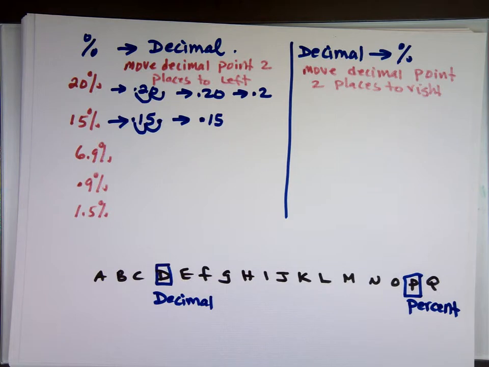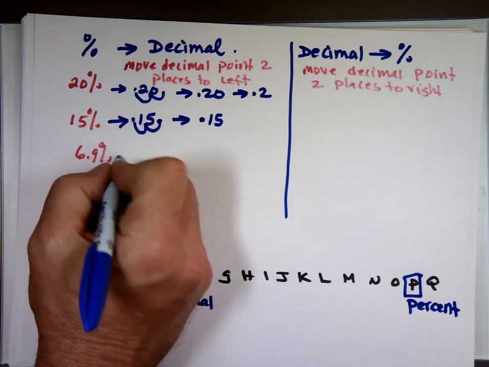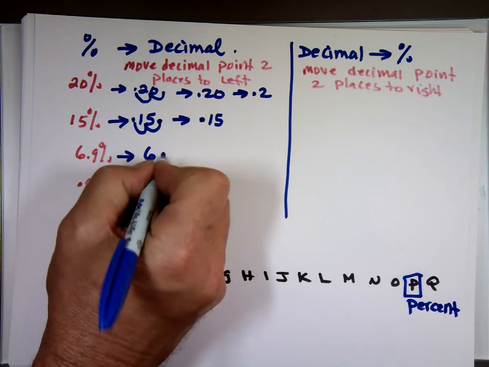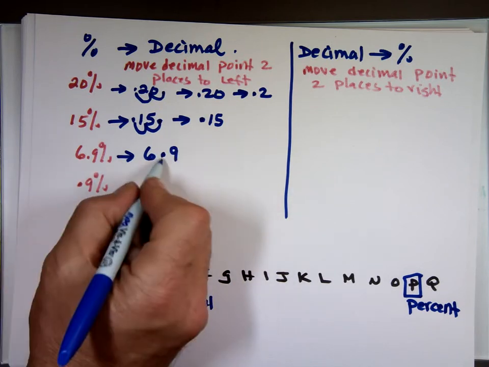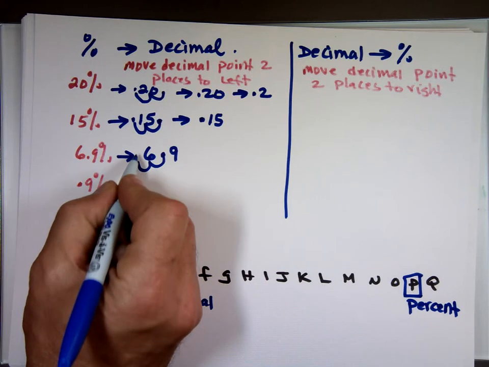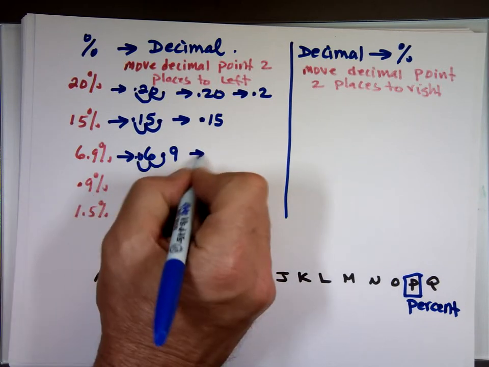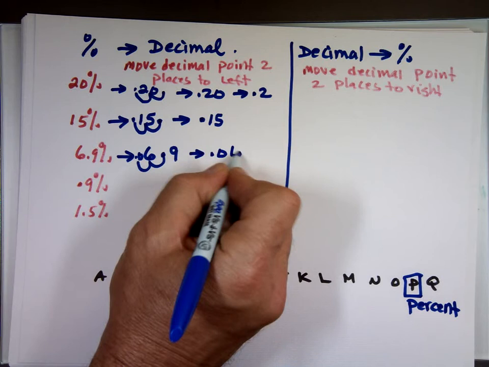The 6.9. There is my decimal. Move it how many places? 2 to the left. So what are you going to have? 0.69.